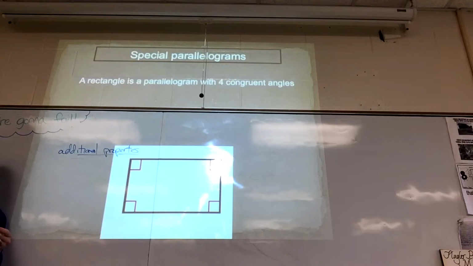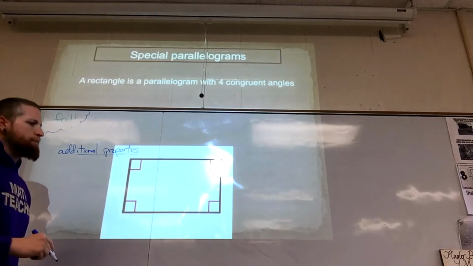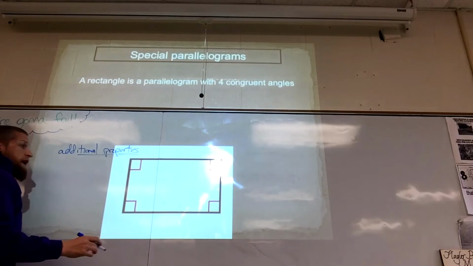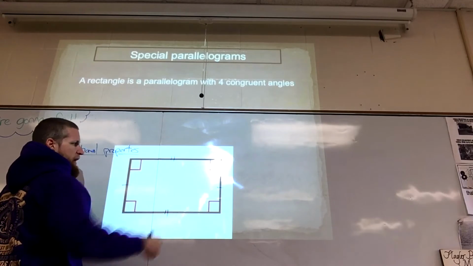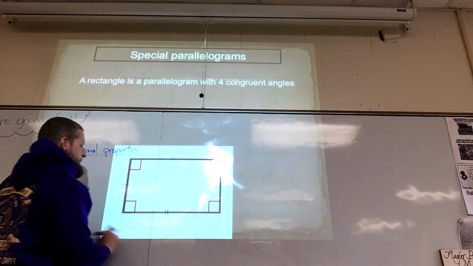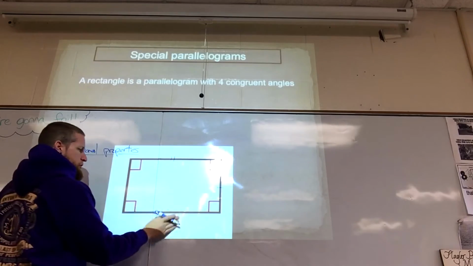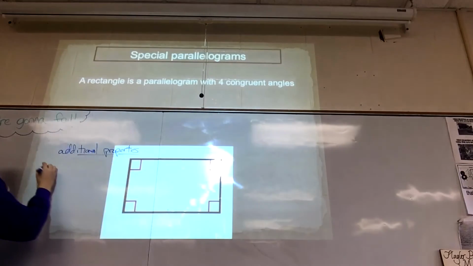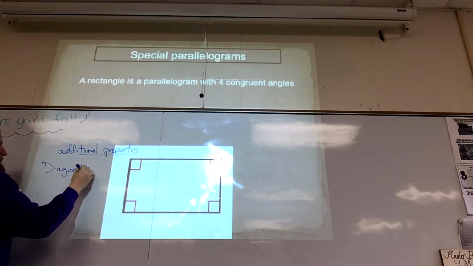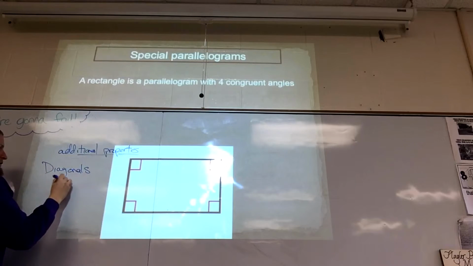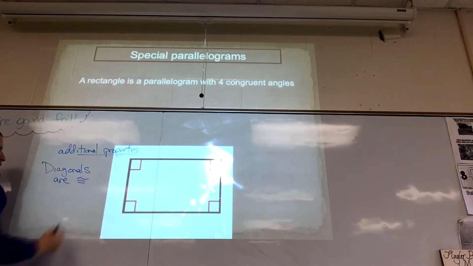All right, so rectangle means it's got all 90-degree angles. All of them are equal. Your additional properties here, outside of all the ones we already had, like the opposite sides are still congruent, opposite angles, diagonals still bisect each other, so on. For this one, the diagonals are congruent to each other.